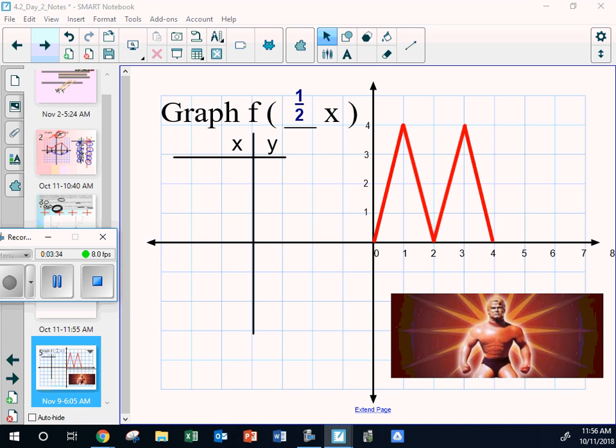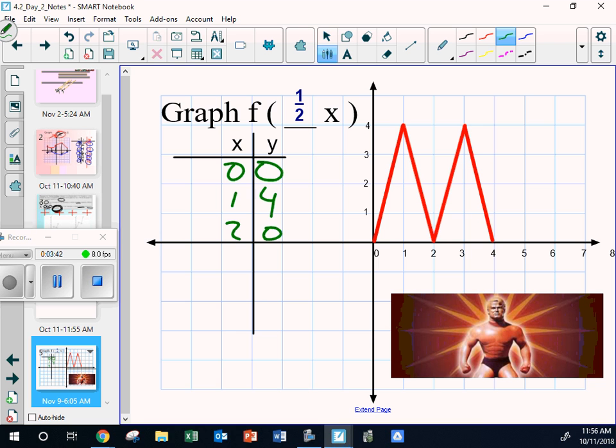Pause for a second. So first you start by listing all of the x values. I hope you can do that pretty quick. These are pretty easy points. 0, 0, 1, 4, 2, 0, 3, 4, and 4, 0. A little off kilter here.